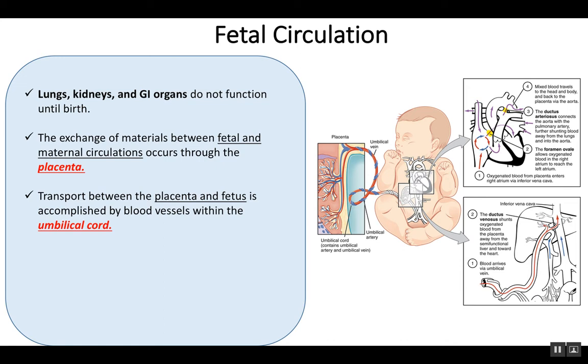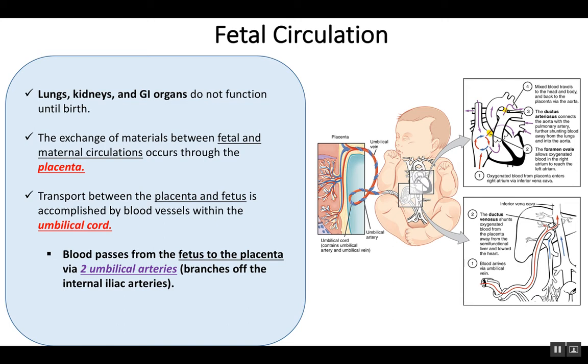So how do we attach the baby to the placenta? That's done using the umbilical cord. We've probably heard of an umbilical cord. That umbilical cord is basically a conduit between the fetus and the placenta. And that umbilical cord normally contains 3 blood vessels. We're going to see in a moment it contains 1 umbilical vein and 2 umbilical arteries.